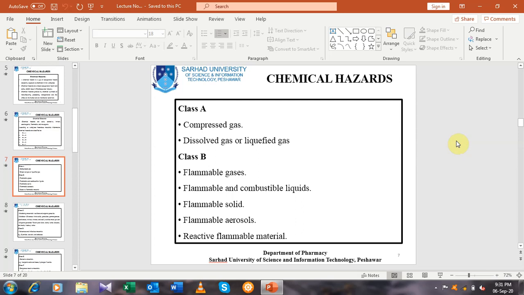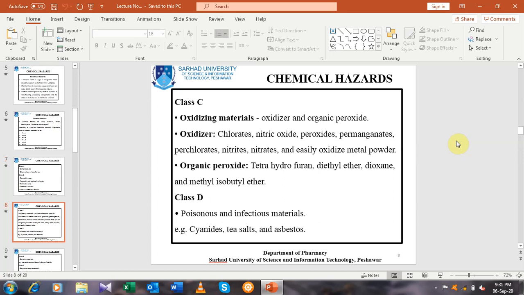While in class C, there are oxidizing materials, like oxidizers and organic peroxides. Oxidizers indicate class C: chlorates, nitric oxide, peroxides, and permanganates are examples of oxidizers. Apart from these, perchlorates, nitrides, nitrates, and easily oxidized metal powders are included in class C.